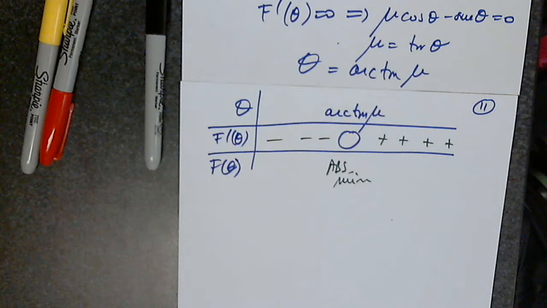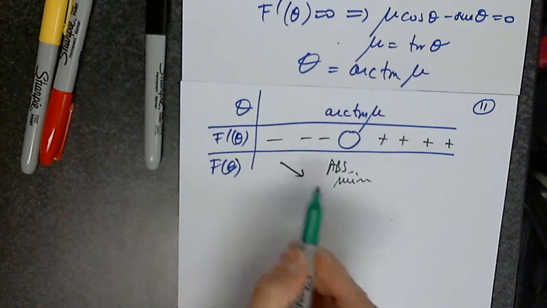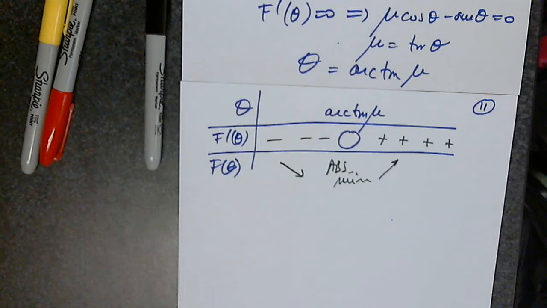Oh, okay, yeah, I saw the negative. Right? So it's absolute minimum. So for what value of theta is f the smallest? Theta must be arctangent mu. Whatever mu is, arctangent mu will give us the minimum force. Any questions?